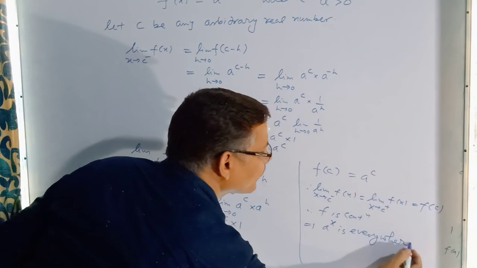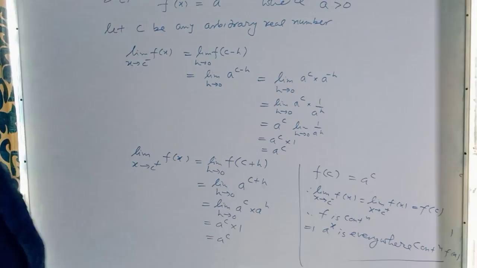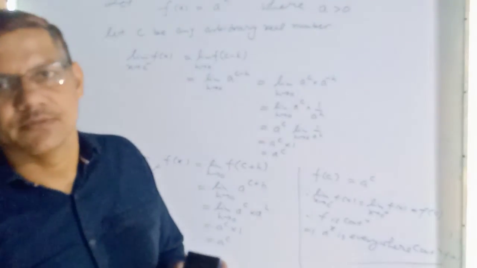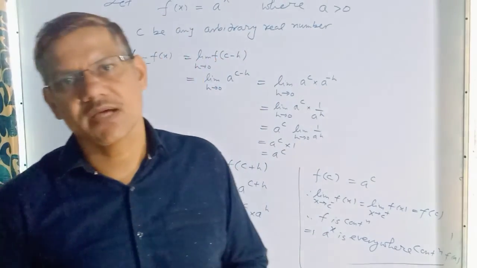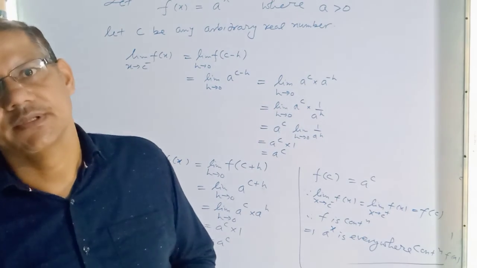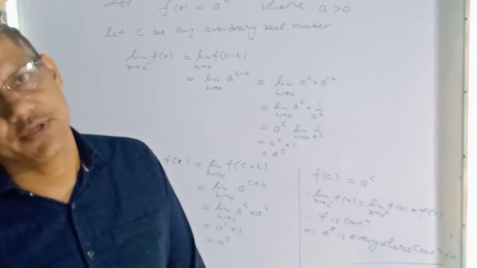In a similar way, we can prove the identity function is everywhere continuous, as are the constant function, polynomial, rational function, cosine function, then tan function, logarithmic function. By the same way, we prove all are continuous.